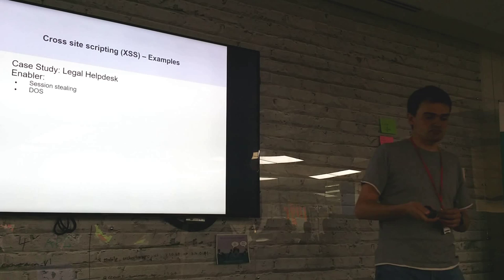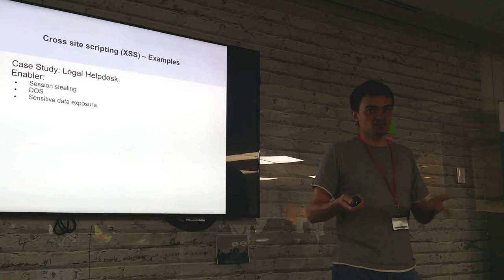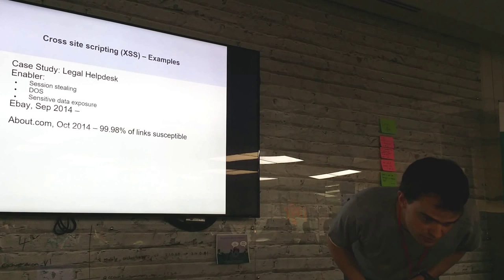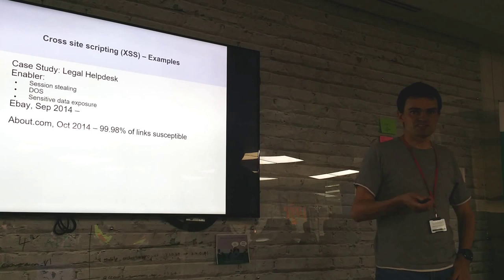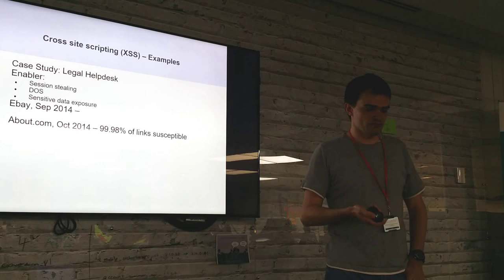You can grab all sorts of sensitive data, nude pictures, for instance. eBay were hacked. About.com, when I did this presentation, there'd been 99.98% of their links susceptible for about 6 months. So you could inject anything you wanted in about.com. It was a bit of a monstrosity.